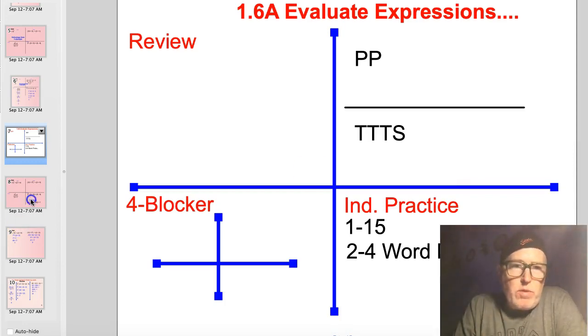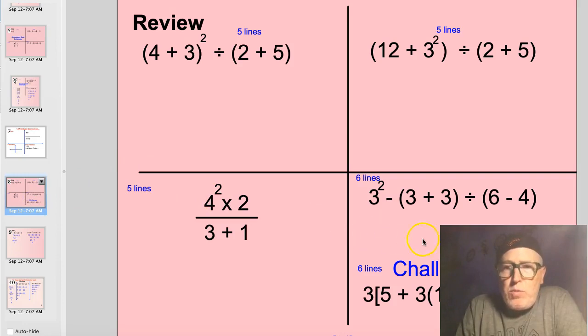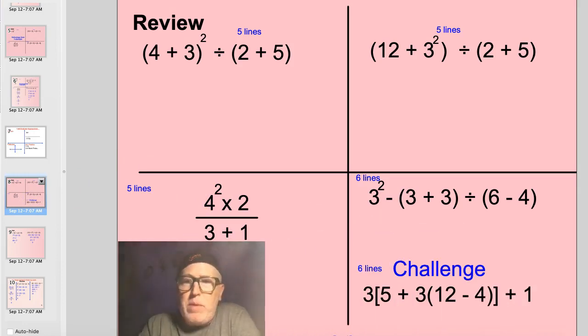Let's take a look at the review. Some order of operation work here. I'll take and put myself over in the corner here and let you work on these problems for a maximum of 5 minutes. The challenge problem is just exactly what it is. It's a challenge.